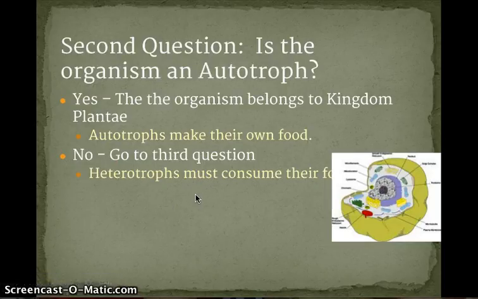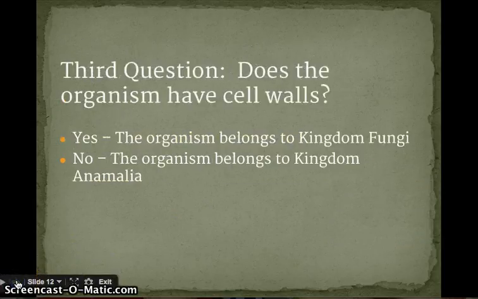So first question: is it a prokaryote or eukaryote? If it's pro, it's bacteria. If it's eu, it's one of the other three. Second question: is it an autotroph or heterotroph? If it's an autotroph, it's a plant. If it's not, it's a heterotroph, and it's either fungi or animals. And the last question will be: does it have a cell wall? If it has a cell wall, it's fungi. If not, then it's an animal.